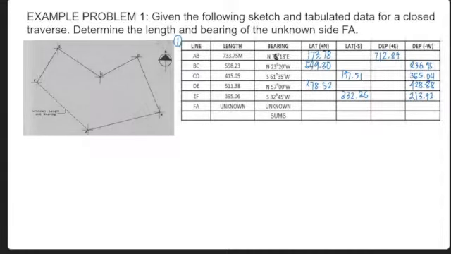For FA, since the length and the bearing are both unknown, we assume that our bearing is north and east. That's just our assumption. After getting all the latitudes and departures, we sum up the north and south and east and west, before we get our CD and CL, or our latitude and departure.